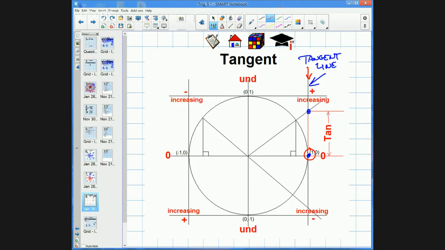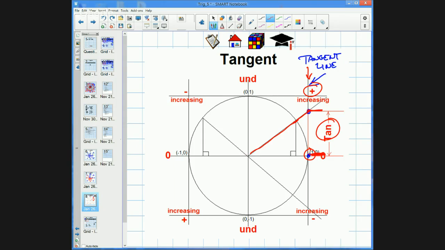Okay, so now as you make your angle, we have to extend this hypotenuse out until it hits the tangent line. And then the distance from where it hits, back from the 0 line, that's the measurement of the tangent. So the tangent measurement is always a vertical distance. And if it's up like it is here, then it's positive.